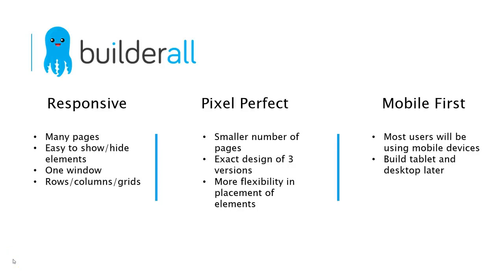So that's the difference between the 3 major builders in Builderall, including the drag and drop responsive, drag and drop Pixel Perfect, and drag and drop mobile first. So be sure to look at the different reasons you would use each one, and then pick the perfect one to build your website.